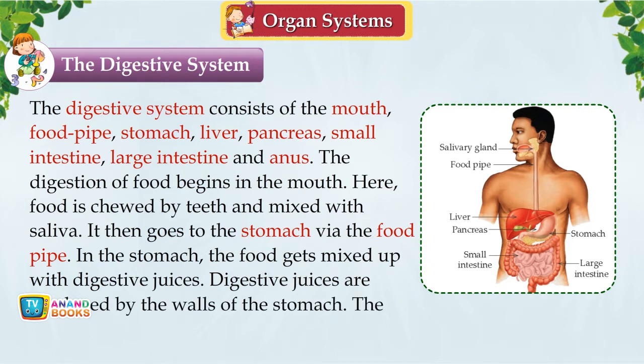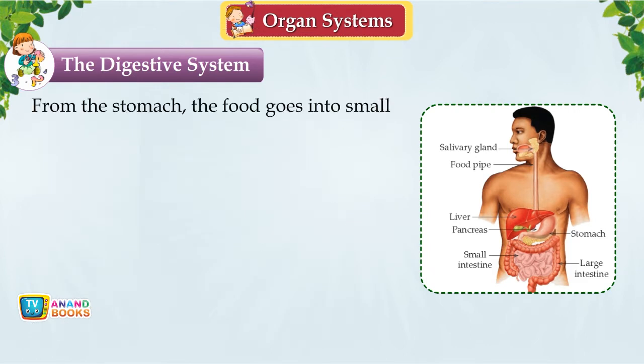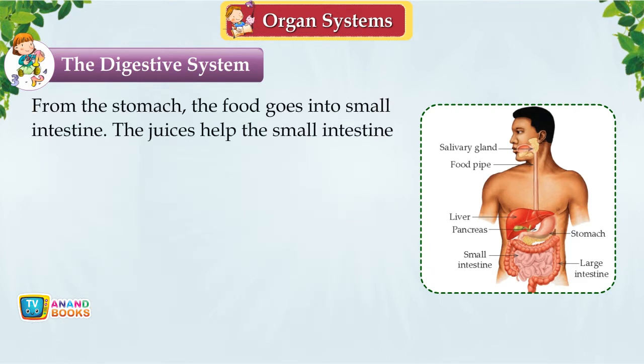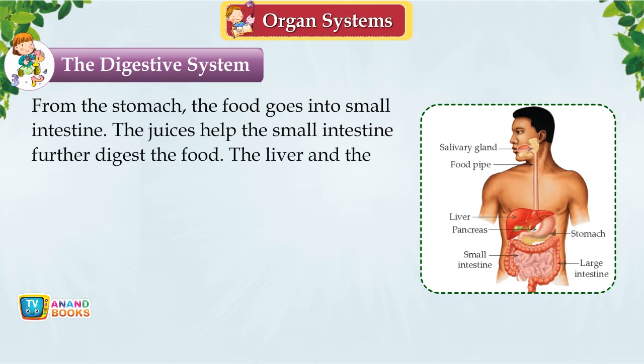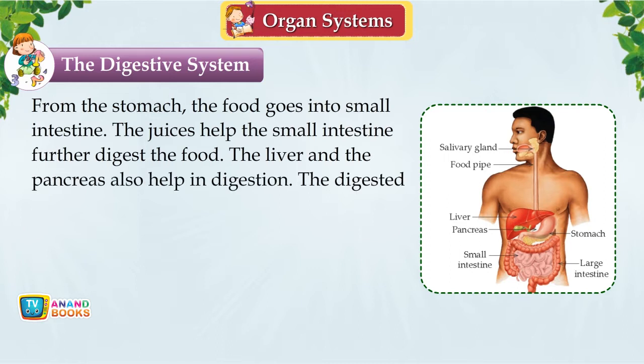Digestive juices are produced by the walls of the stomach. The food now changes into a paste form. From the stomach, the food goes into the small intestine. The juices help the small intestine further digest the food. The liver and the pancreas also help in digestion.